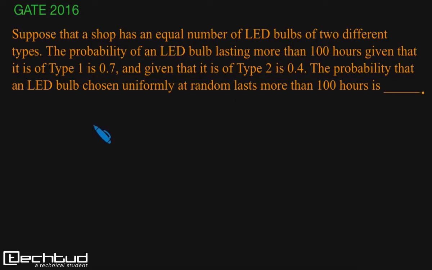Today we are going to look at a question based on conditional probability. This question has been asked in GATE 2016. What this question says is we are given a certain number of LED bulbs. We don't know how many, but what is given in the question is that this certain number of LED bulbs consists of two types, type 1 and type 2.